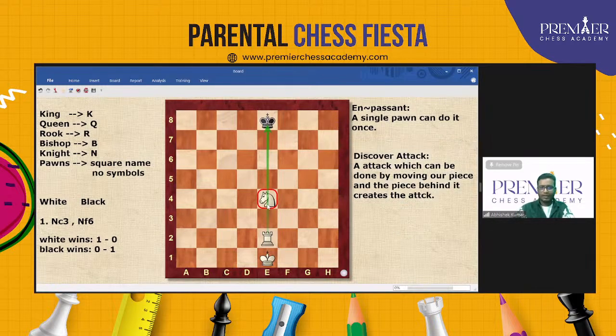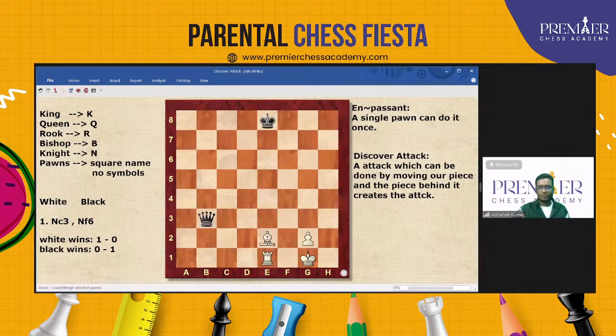So this is one. Again, what we are doing here is moving the knight somewhere, and the rook behind it is creating the attack. Let's take an example of it. Let's take one more example of it.